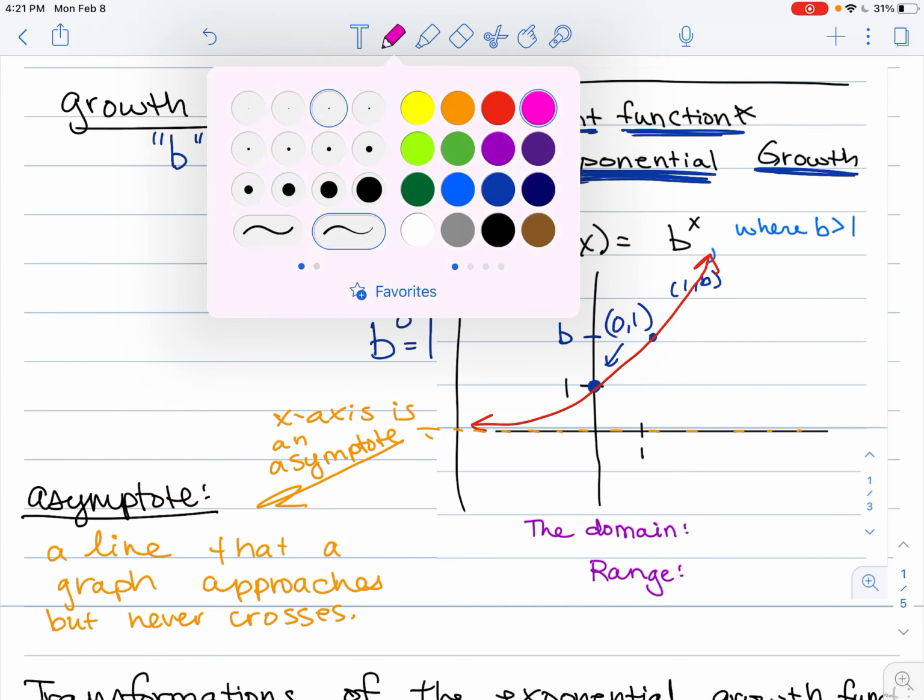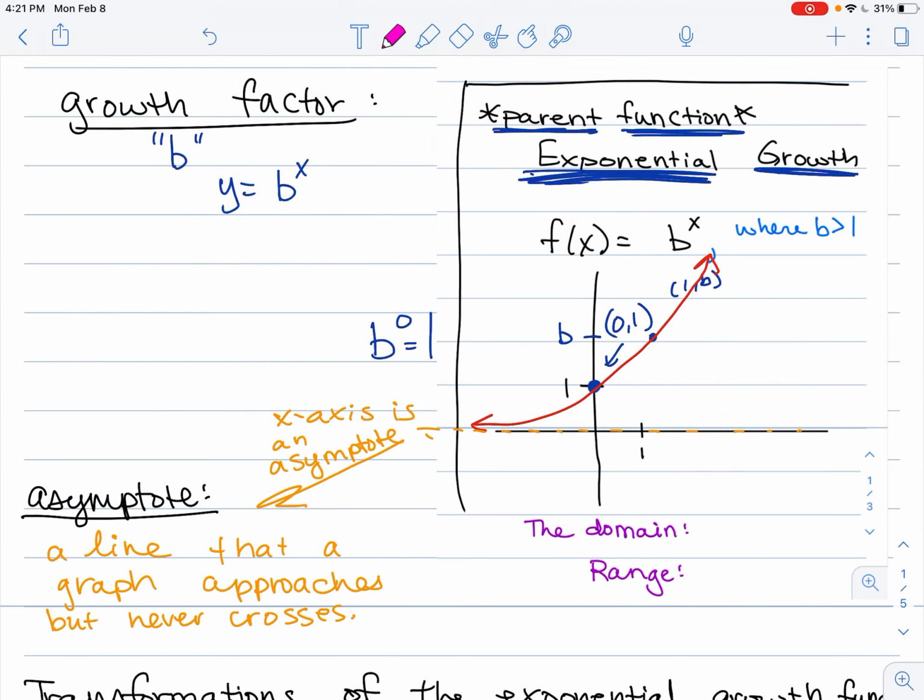For that parent function, the domain is all real numbers. We looked at that before. That means any value of x can go in there. But the range is always going to be greater than 0, because it's got to be positive.